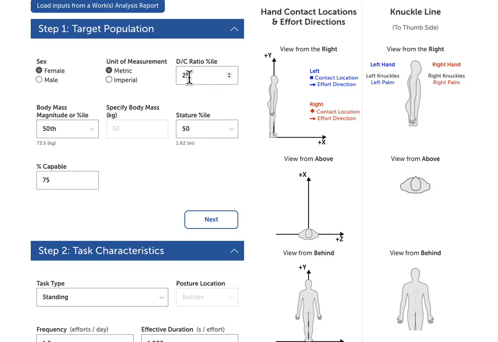You can choose the DC, so the demand capacity ratio percentile. That means that, let's say we generate 20,000 postures for this particular task, and we do an analysis on each of them for each variable as we went from, let's say, the lowest compression, the 0 percentile compression, up to the highest compression, the 100th percentile compression. We're going to cut that off at the 25th.